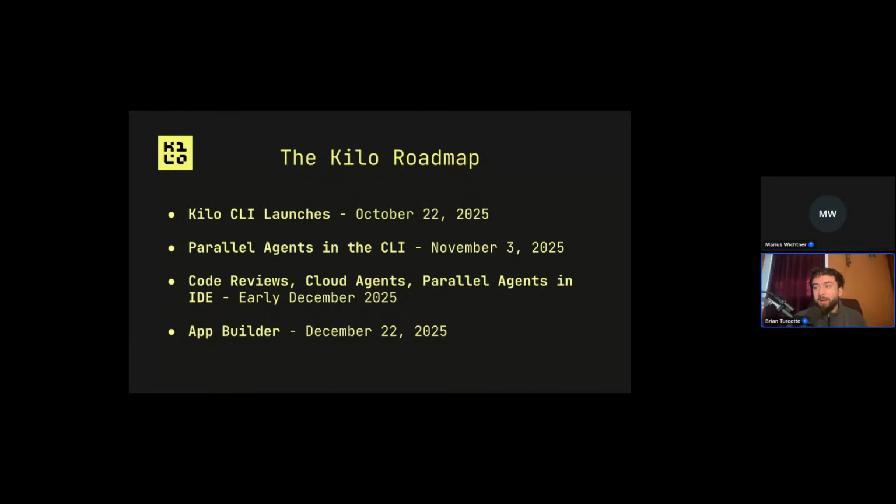And then throughout November and early December, we launched code reviews, which enables automatic AI-powered feedback on new PRs. So you can go ahead and enable that in the Kilo dashboard if you hadn't already. There's cloud agents, which allow you to access Kilo without a local machine directly in your browser. And then there's parallel agents in the IDE, which is the subject of our discussion today.